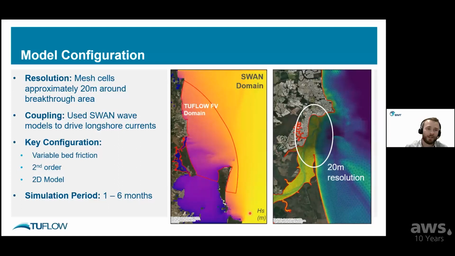Other key configurations of the model were that we had to use variable bed frictions because Pumice Stone Passage itself is quite complex with muddy flats and mangroves and such. The model is run in second order, which is a 2D model. And for reference, when we talk about the simulations, all the hydrodynamic impacts were done using just a 1 month long simulation, and the morphological simulations were covering about 6 months.